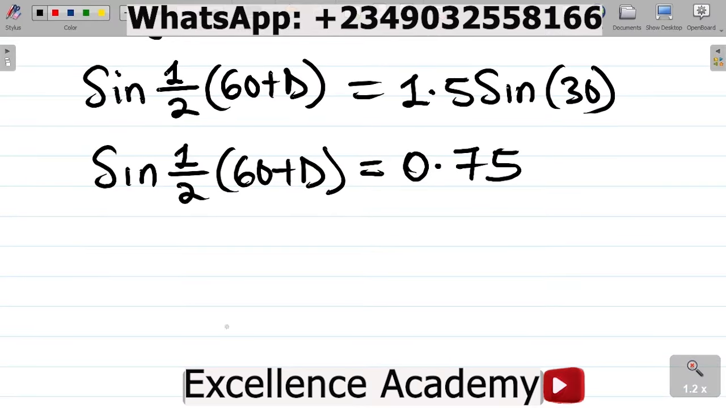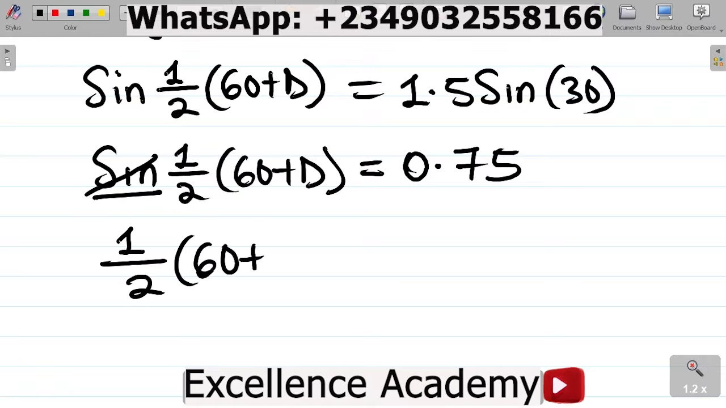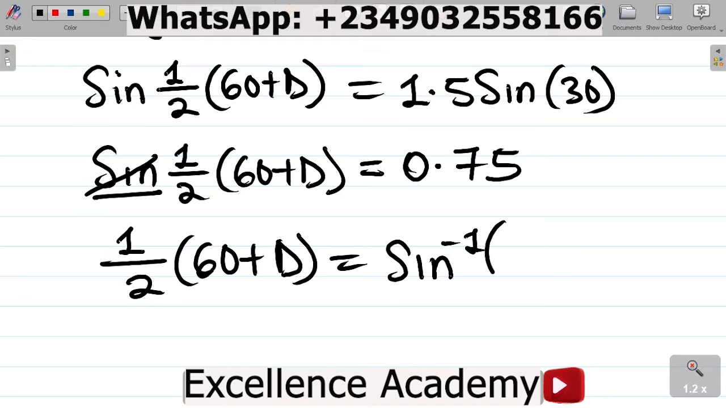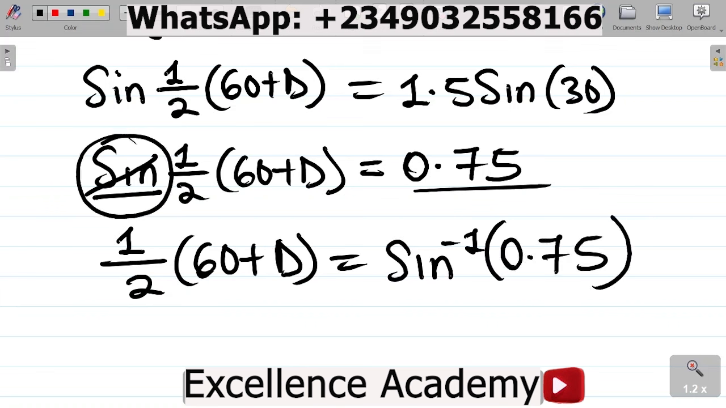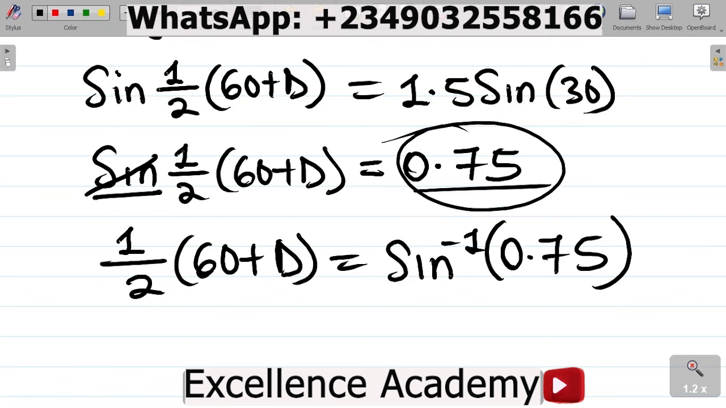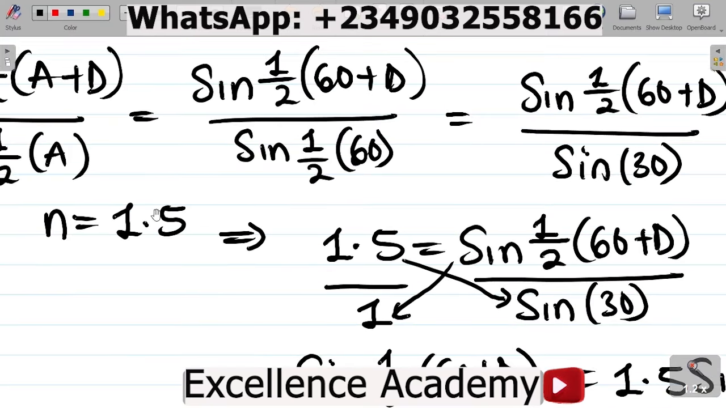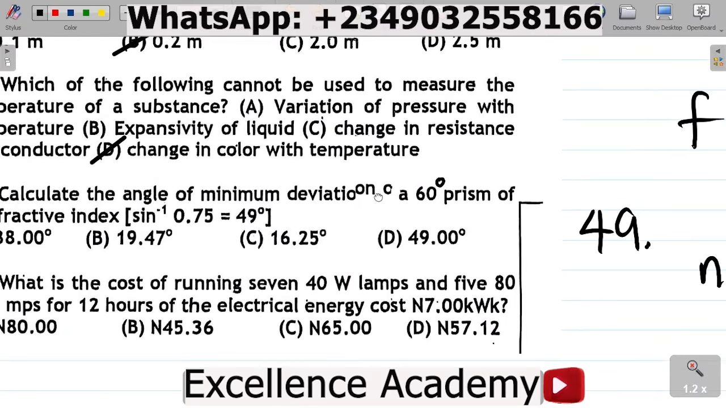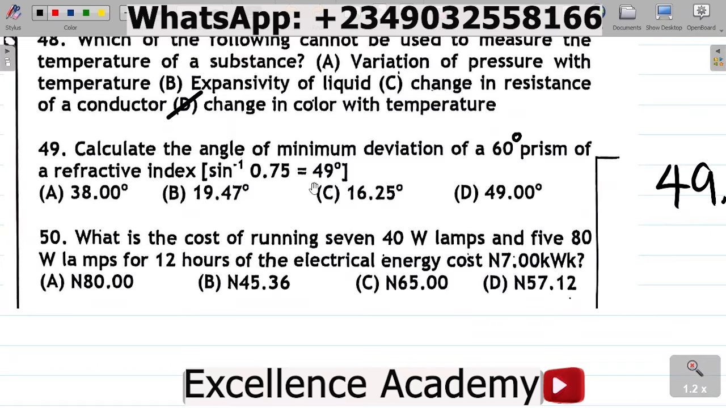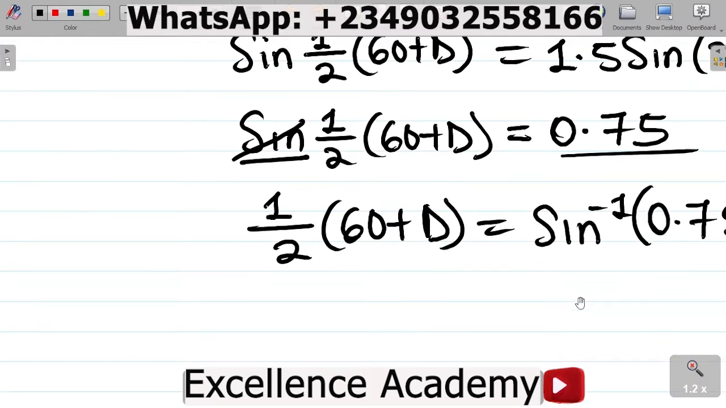All right, proceeding from here, of course, to solve this, the next thing I have to do is take sine inverse. If I take sine inverse here, it cancels this sine. So I have 1 over 2 into 60 plus D is equal to sine inverse of what I have here, 0.75. So that's how to eliminate sine from this part, right? Take sine inverse of both sides to cancel out this sine. Okay, I think they give us a value for sine inverse of 0.75. Let's check again. Take sine inverse of 0.75 here as 49. All right, so this is 49.